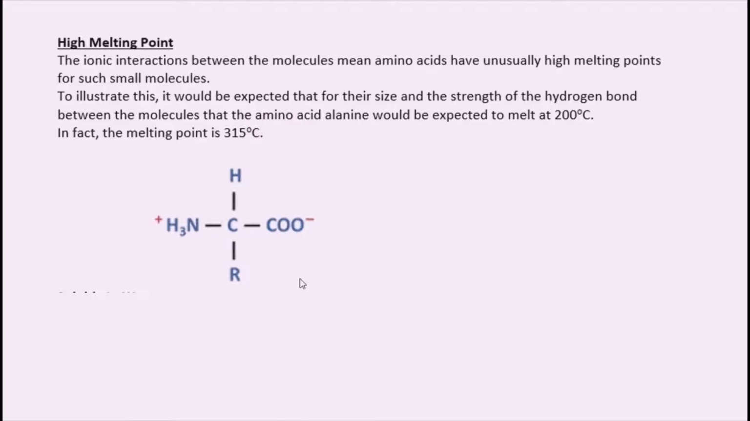So there's the general formula for one amino acid. The COOH has become COO minus, then NH3 plus, the hydrogen, which is the normal bit with the amino acids, and then the alkyl group, or whatever the variable group is here. If you put another amino acid beside it, the plus and minus are going to be attracted, and that leads to a very strong ionic bond between the molecules. Because the ionic bond is so strong, they have unexpectedly high melting points.